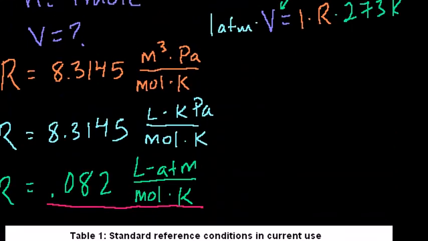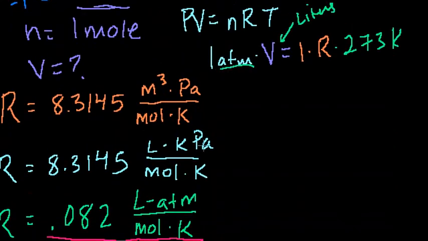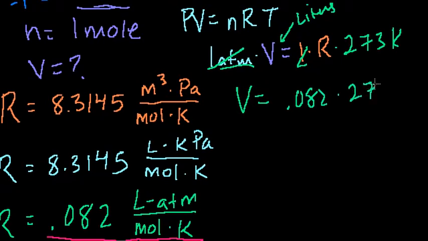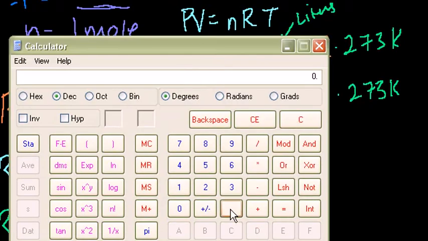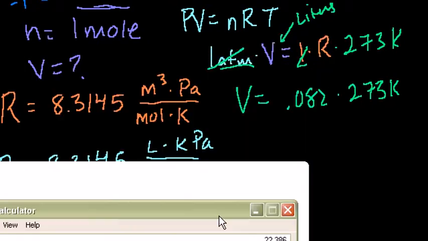Which version of R should we use? Well, we're dealing with atmospheres, we want our volume in liters, and of course, we have moles and Kelvin. So we'll use this version, 0.082. The 1s cancel out, so we can ignore them. The volume is equal to 0.082 times 273 degrees Kelvin. And 0.082 times 273 is equal to 22.4.